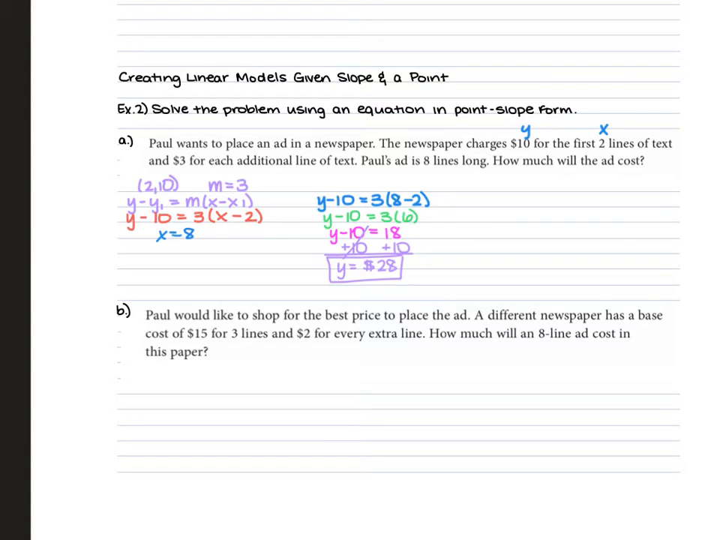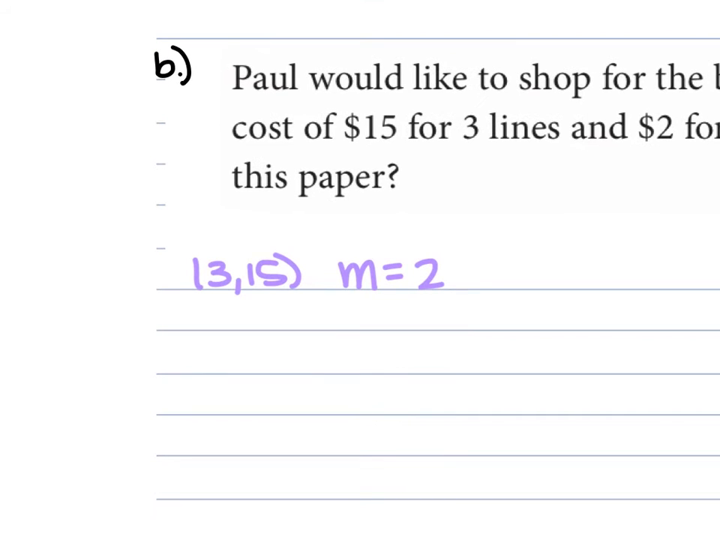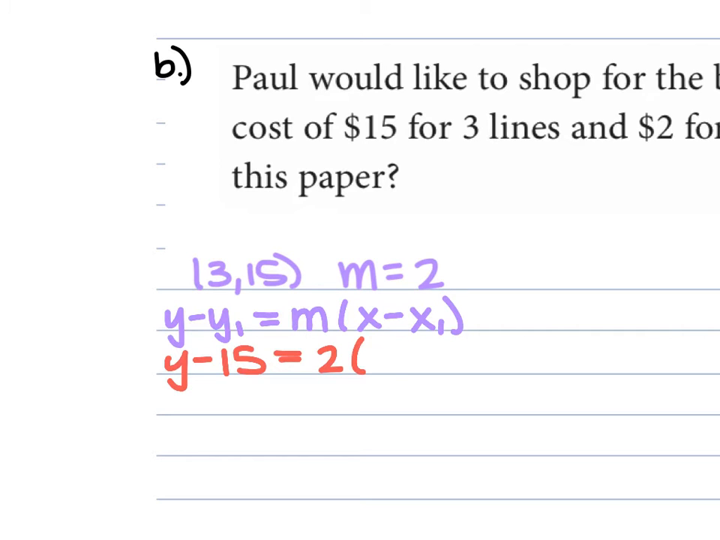So for here, our first point is going to go off of that cost of $15 for 3 lines. So 3 lines is our x, $15 is our y, so that's going to be (3, 15). And then it says that it's $2 for every additional line, so our slope is 2. So again, y minus y1 is equal to m times x minus x1. So y minus 15 is equal to slope, which is 2, times x minus 3.